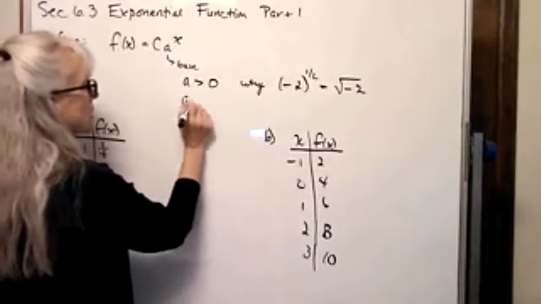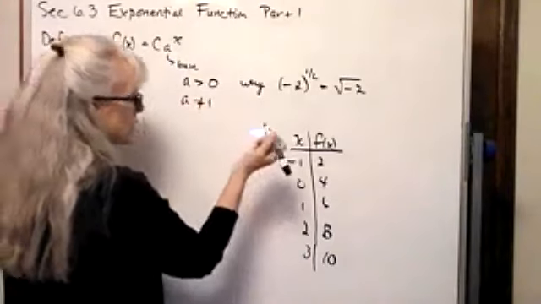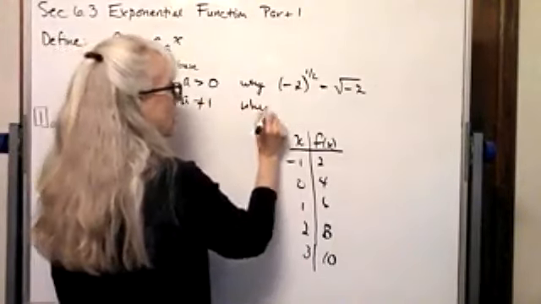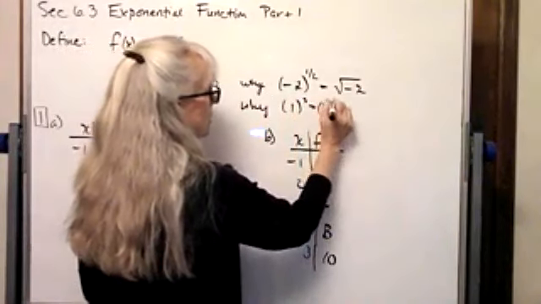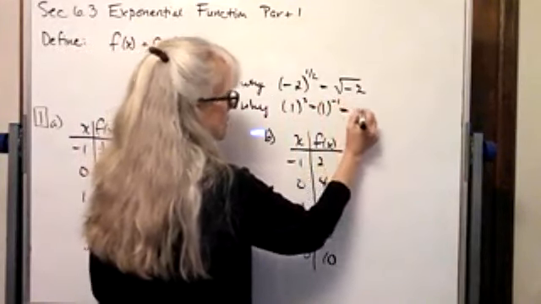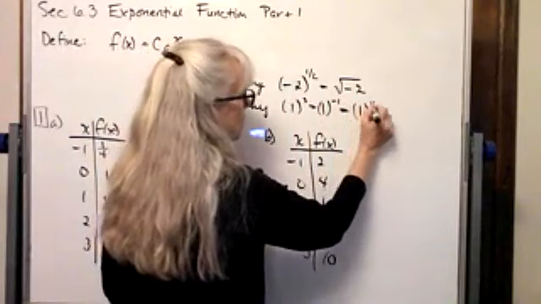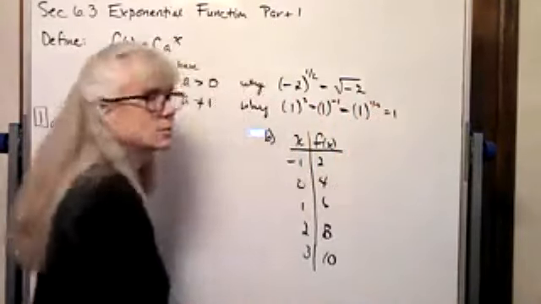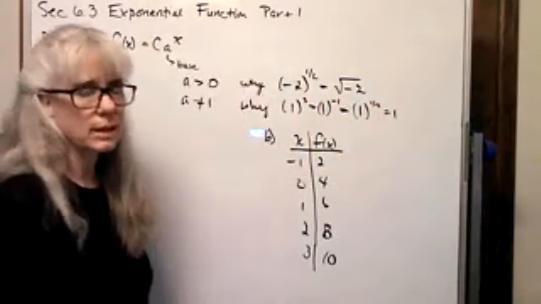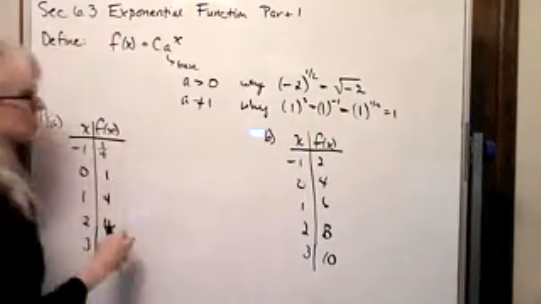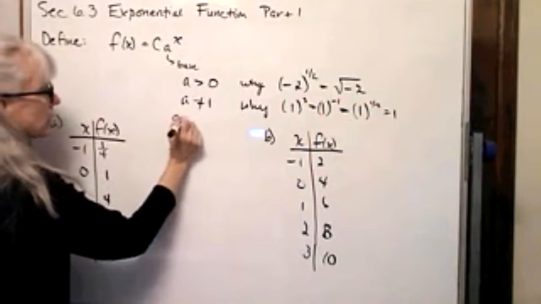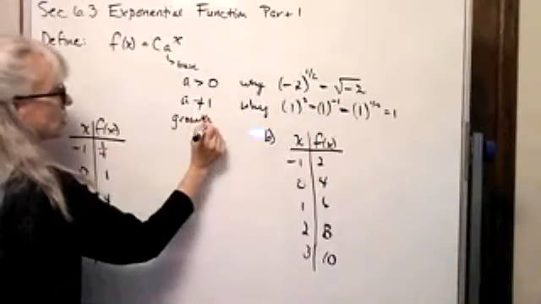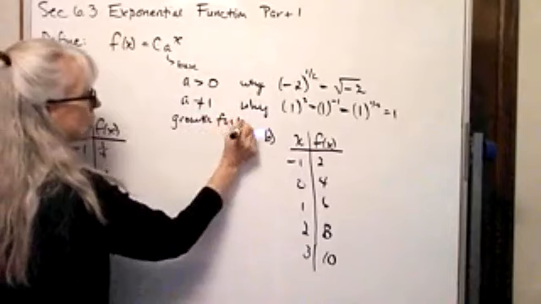It also can't be 1, because if it were 1, then you would have 1 raised to a power, which is the same as 1 raised to any power, which is the same as even 1 raised to the 1/2 power, and it would just be a constant, so it would be a horizontal line. Not very exciting as a function. So those are the 2 restrictions on A. It's also called the growth factor. It's how fast your population, your function is growing.